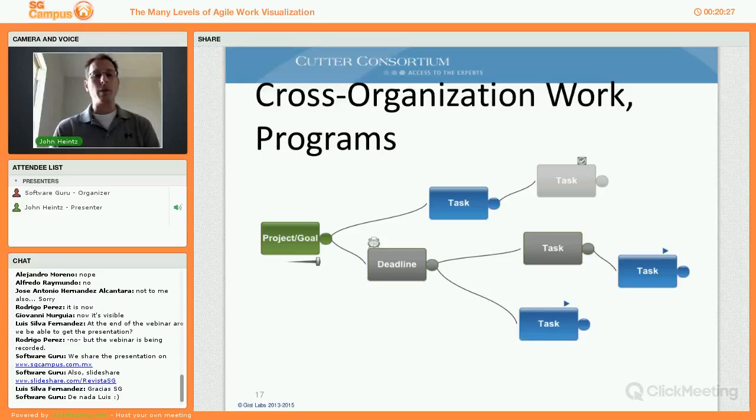One of the techniques that I find very useful for agile organizations is to actually use programs as the method of tracking work that comes together that is bigger than any one thing. In this case, we can see a visualization of a program where there's a specific project or goal, and then multiple activities that carry from that.